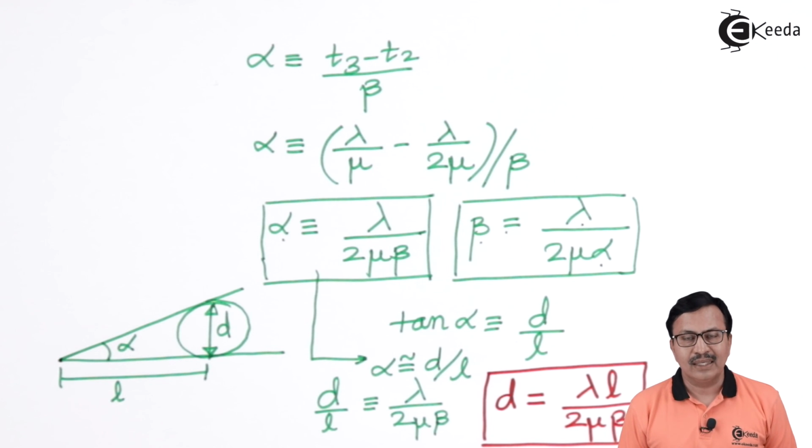So we have studied an expression for the bandwidth for the interference pattern produced by a thin wedge-shaped film, and we have also studied an application based on that.